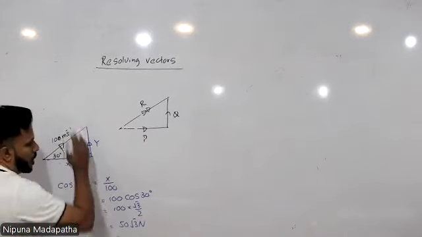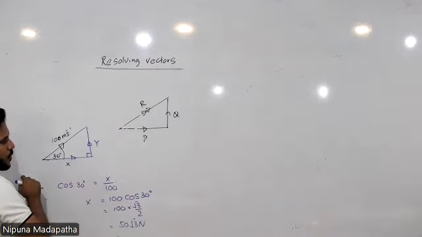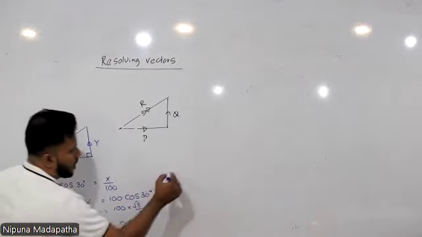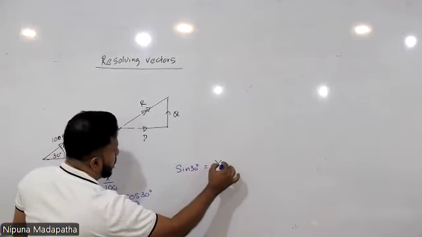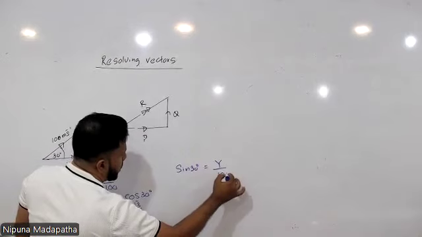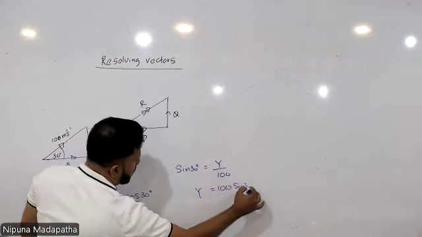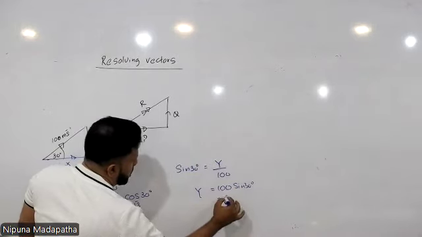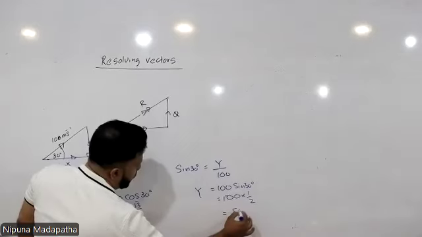So what is the vertical component? How do we define this vertical component? Sine 30 is y over 100. So y is 100 sine 30. So it is 100 into half, so 50.